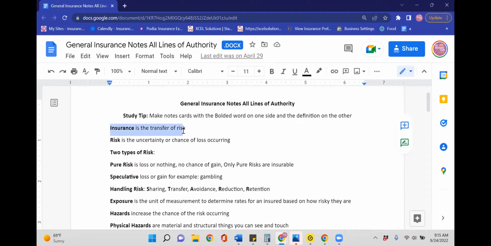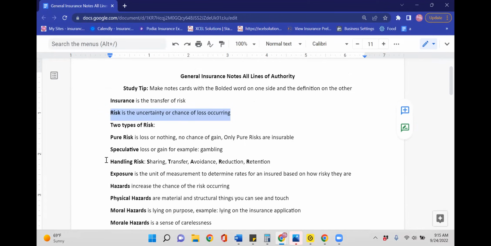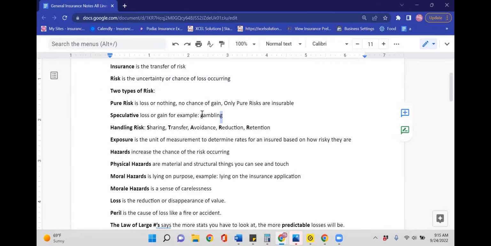Okay. So we talked about how insurance is a transfer of risk. And risk is the uncertainty or chance of loss occurring. So the risk that your house burns down, it is uncertain, but it can happen. That's what a risk is. It's the uncertainty or chance of loss occurring. Now there are two types of risks. And you could definitely be asked about these.